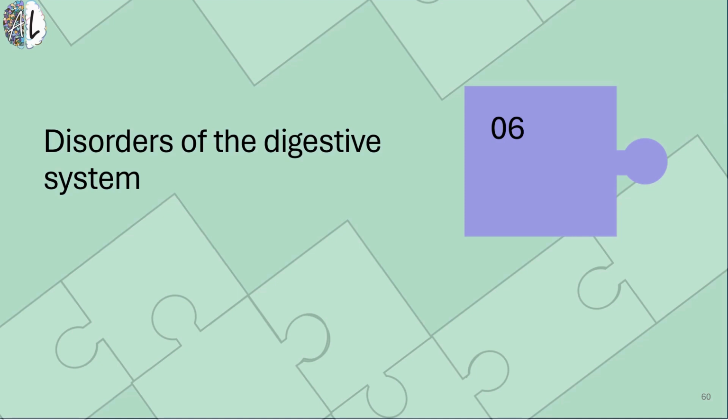Next up, let's look at the disorders of the digestive system. So we're not going to certainly name them all. I just wanted to go over a couple of major disorders that we see in digestion and get a sense of what's causing them and how we break down the terms that are associated with them.